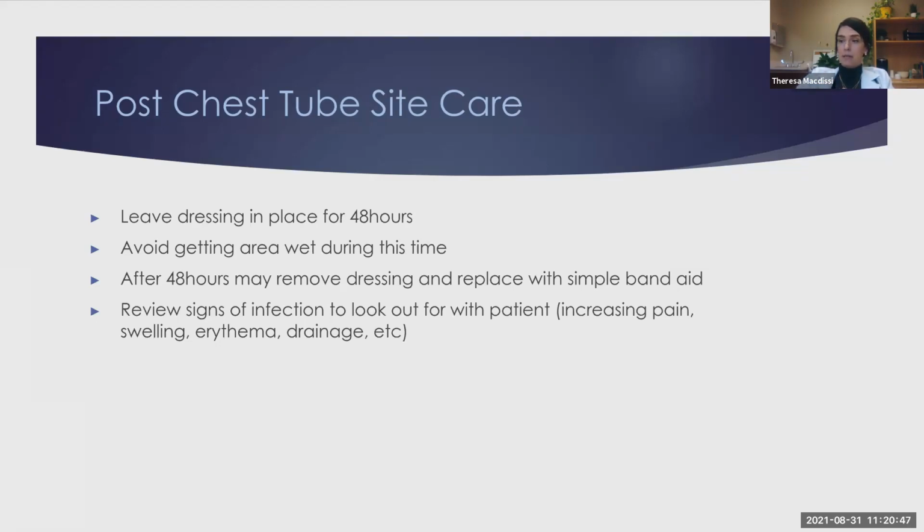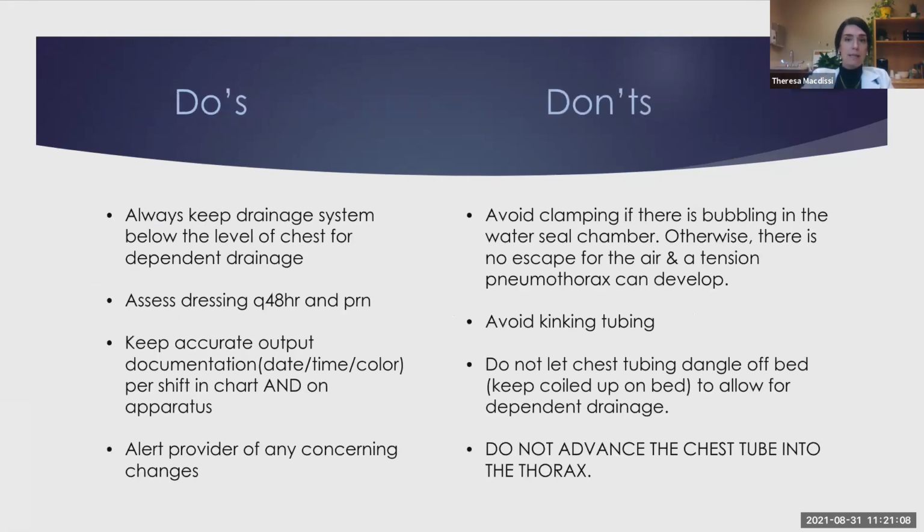And then you're always going to want to review with your patients the signs and symptoms of infection to look out for at that site. If they're having increasing pain or swelling, redness or drainage, those are all things the patient should be on the lookout for, because we'd want to get them on an antibiotic if there were any symptoms of infection. So here are some big take-home do's and don'ts of chest tubes.